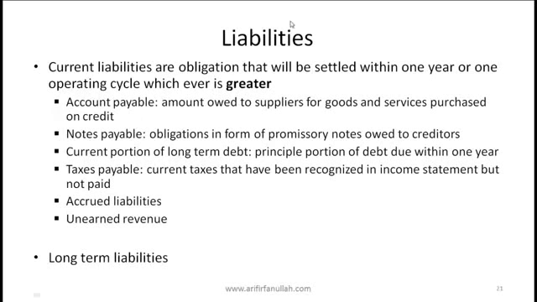Liabilities. Current liabilities are obligations that will be settled within 1 year or one operating cycle, whichever is greater. Typical current liabilities include accounts payable, notes payable, current portion of long-term debt, any taxes that are payable, accrued liabilities, unearned revenue. And then, as we've discussed before, long-term liabilities are liabilities that are due after 1 year or after one operating cycle.